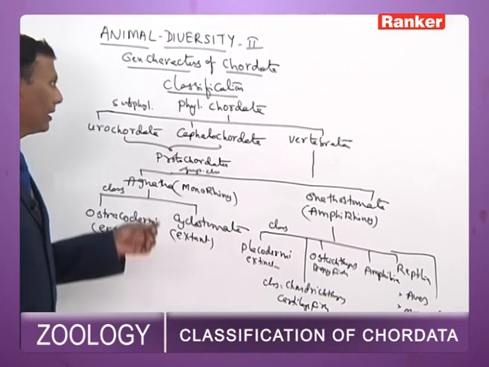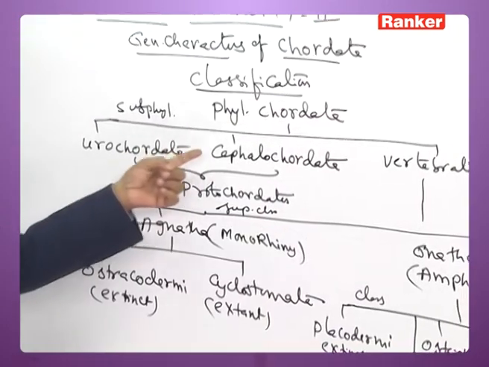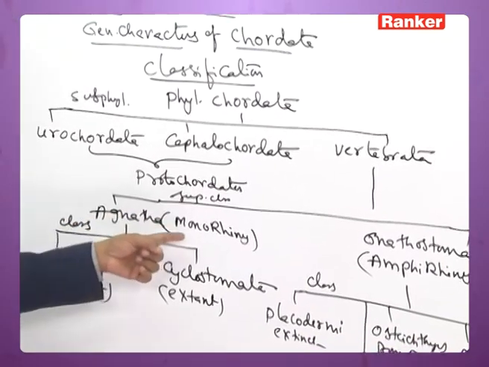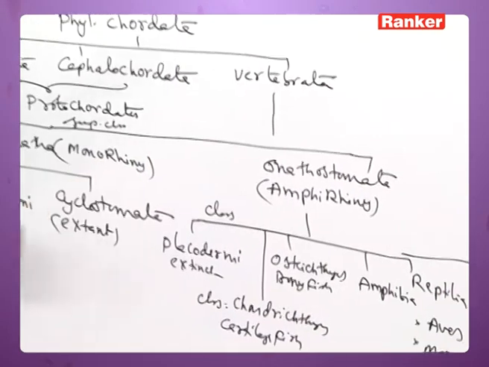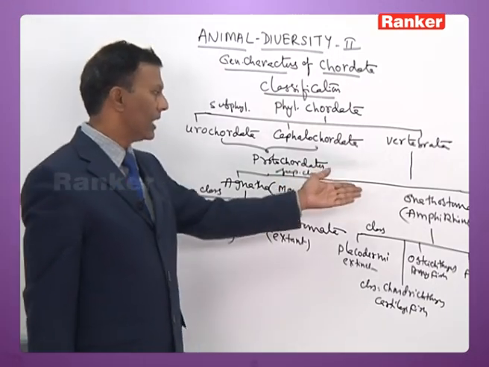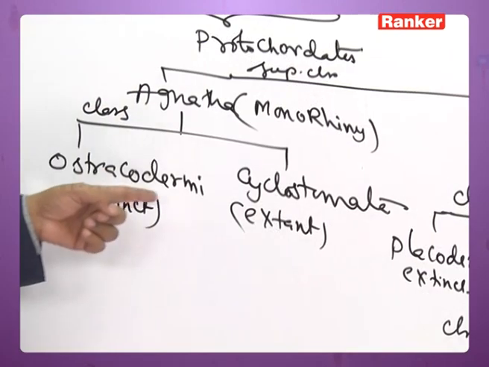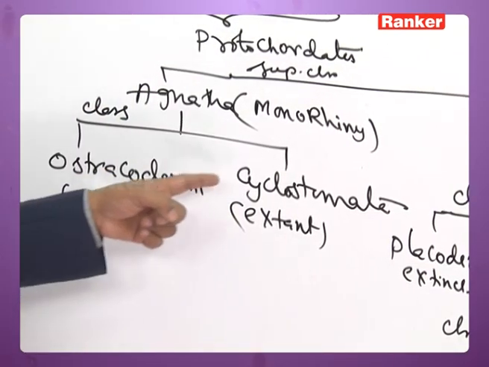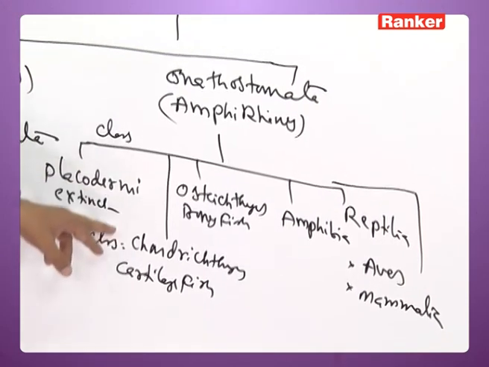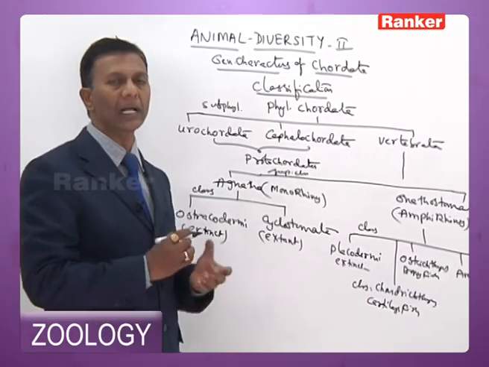So this is the entire classification of Chordata. Phylum Chordata is divided into subphylum Urochordata, subphylum Cephalochordata, subphylum Vertebrata. Urochordata and Cephalochordata are put together called protochordates. Vertebrata is divided into two superclasses: Agnatha or monorhini due to presence of single nostril, and Gnathostomata or Amphirini, presence of two nostrils. In Agnatha, the jaws are absent, the mouth is without jaws. In Gnathostomata, mouth is supported by upper jaw and lower jaw. Agnatha is divided into two classes: class Ostracodermi and class Cyclostomata. Ostracoderms are extinct and cyclostomes are extant. Gnathostomata is divided into Placodermi, extinct fish, Chondrichthyes, cartilage fish, Osteichthyes, bony fish, Amphibia, Reptilia, Aves and Mammalia. This is the entire classification of phylum Chordata.